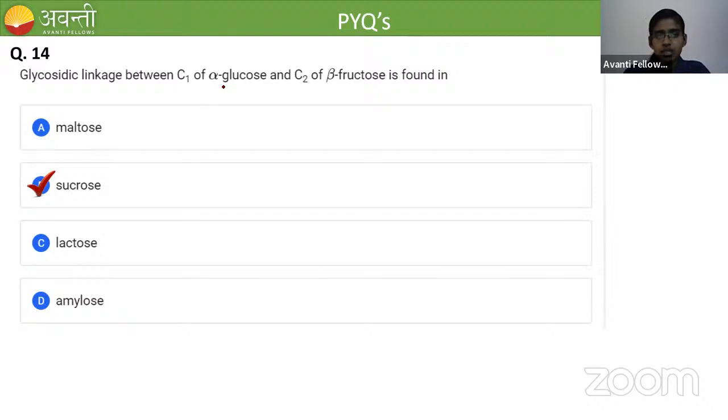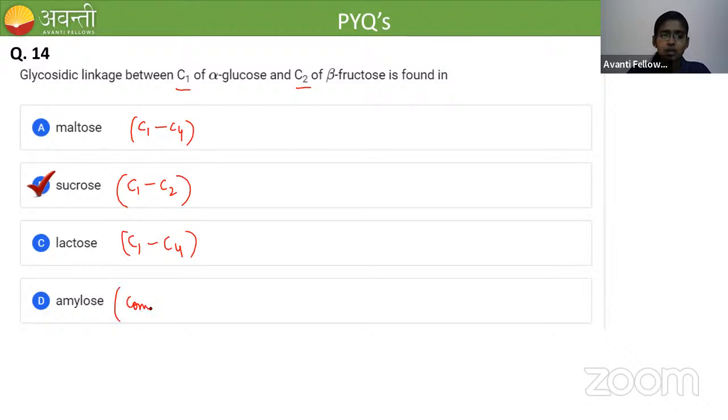C1 C2 linkage will be there in sucrose only. In maltose and lactose, there will be C1 C4 linkage. Only in sucrose we have C1 C2 linkage. In case of amylose, amylose is a component of starch, which is a polysaccharide. So polysaccharide means more than 10 monosaccharide units will come. So the answer is sucrose. Fine. I'll go with question number 15.